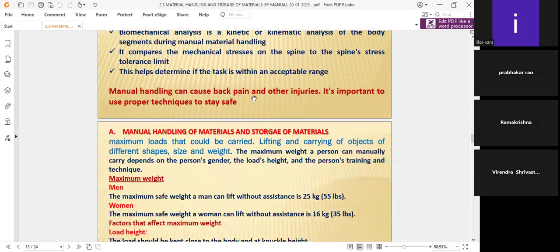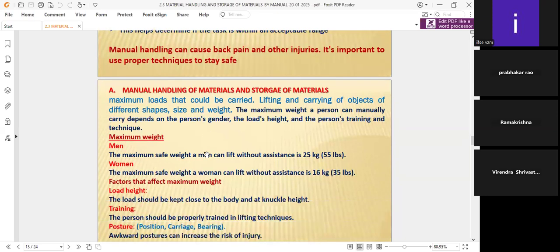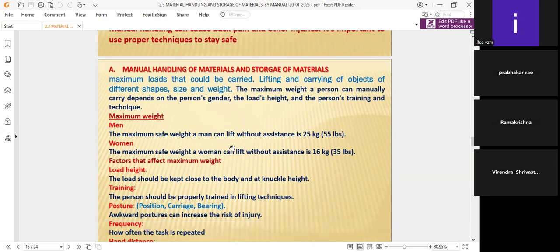Manual handling and back pain or other injuries, it is important to use proper technique. In the next class, the second hour, we will talk about the maximum load that can be carried by a person. That will also be discussed in the second class.